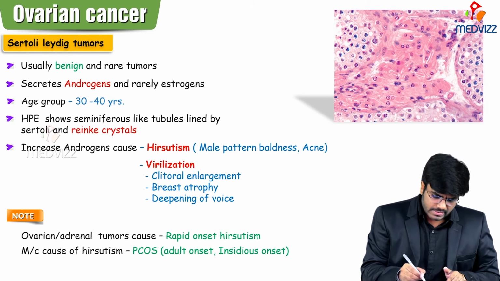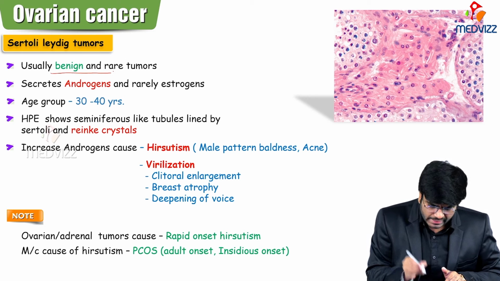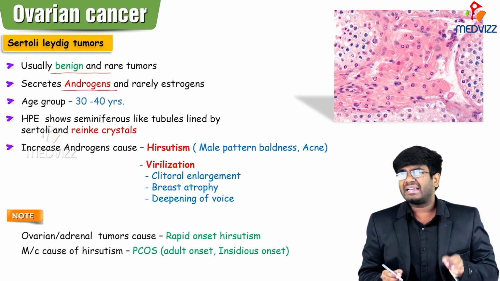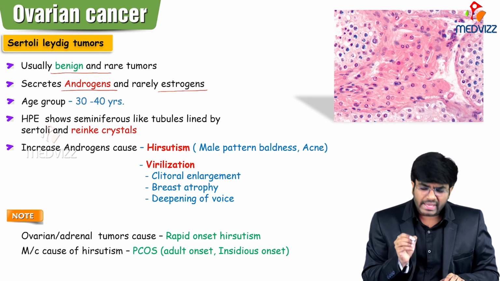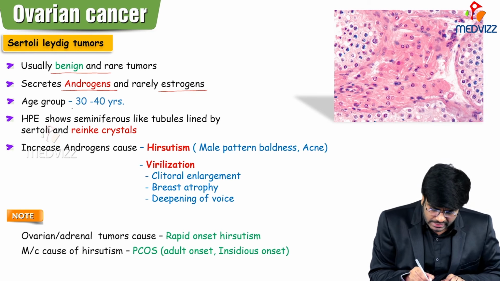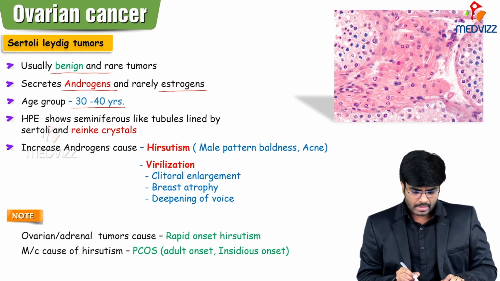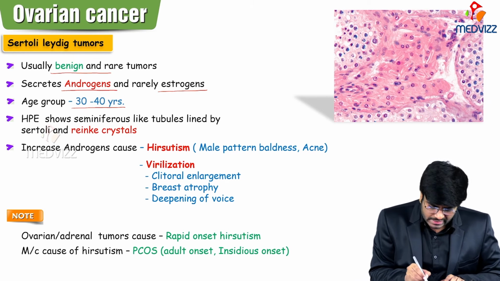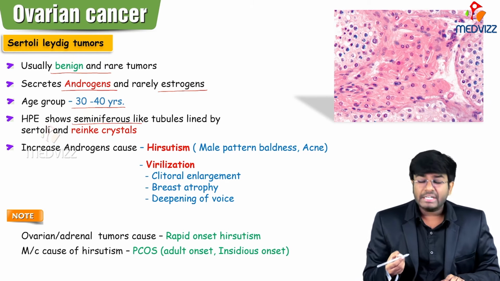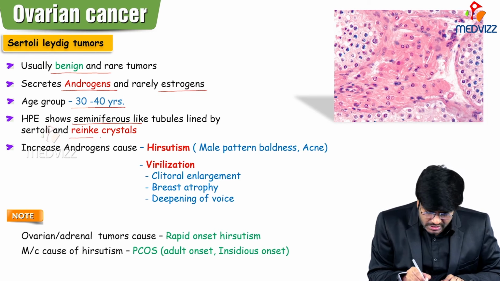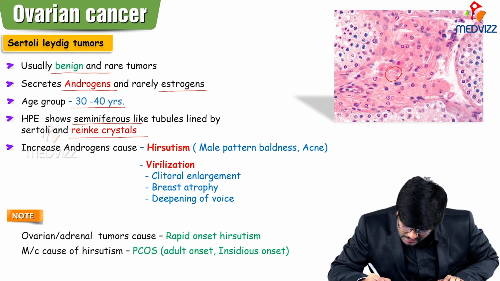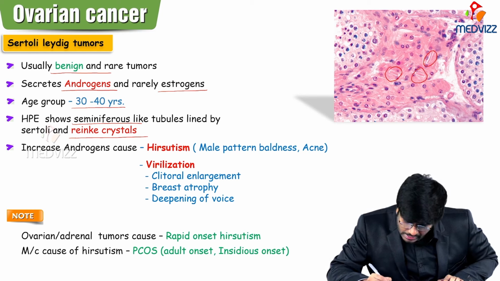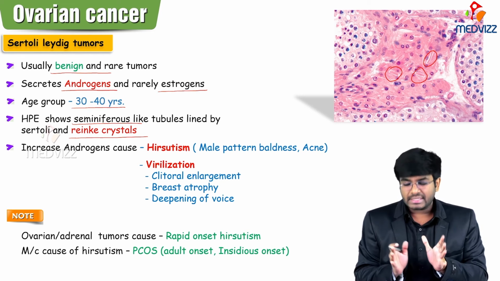So let's see. Sertoli-Leydig cell tumors are usually benign in nature and rare tumors. They secrete androgens, we have already seen that, but rarely they can secrete estrogens, but that's very rare. The age group affected is 30 to 40 years. On histopathology, you can see seminiferous-like tubules with Reinke crystals. In this histopathological slide, you can see all these crystals, which are especially seen in Leydig cell tumors. These are the Reinke crystals.